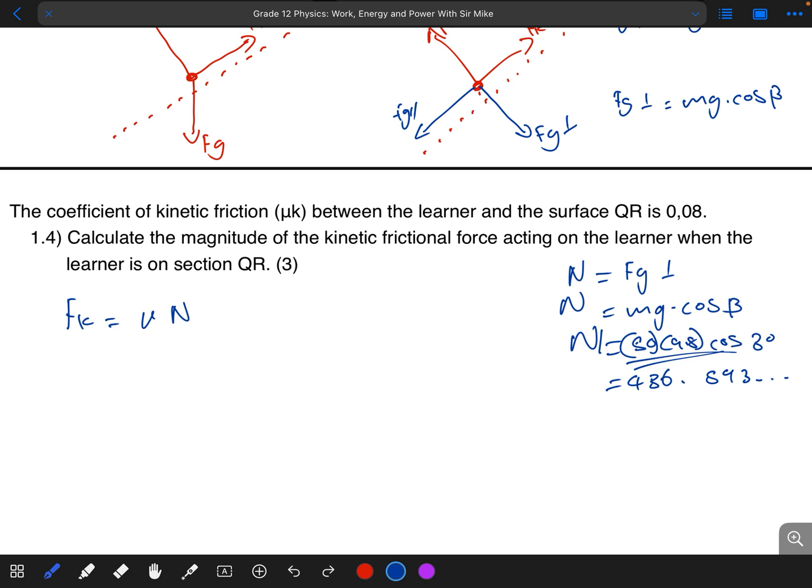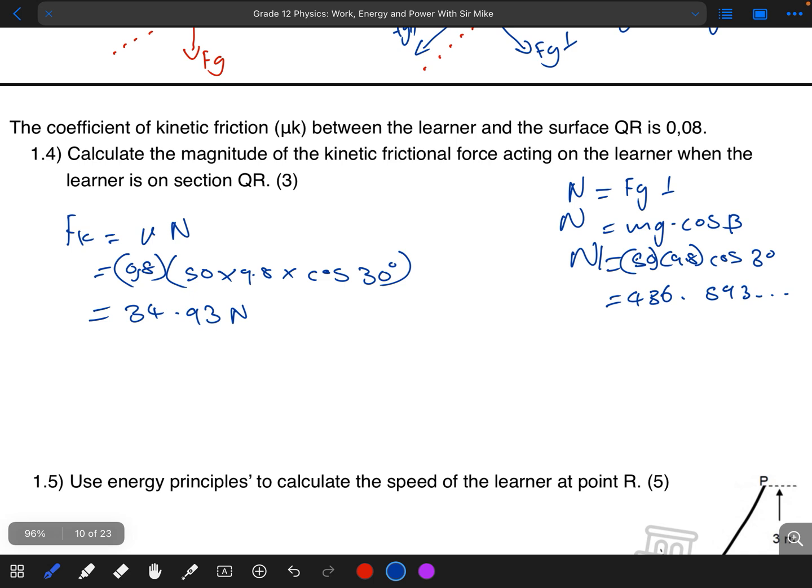So in this case, simply be equal to 0.8 multiplied by 50 times 9.8 times cos of 30 degrees. If you put that into a calculator, what you're simply going to get is 34.93 Newton. Right, so we know that the SI unit for the kinetic friction force is simply Newton.